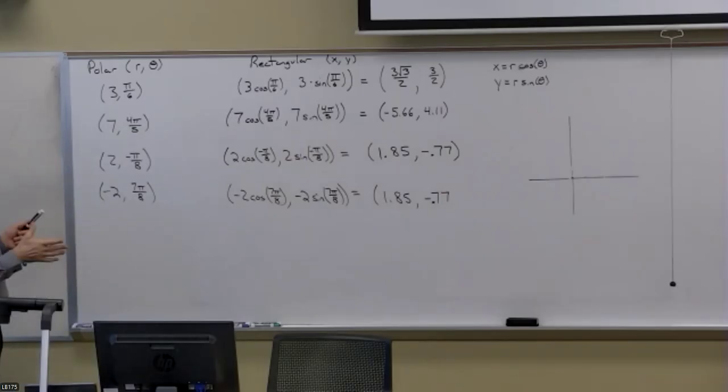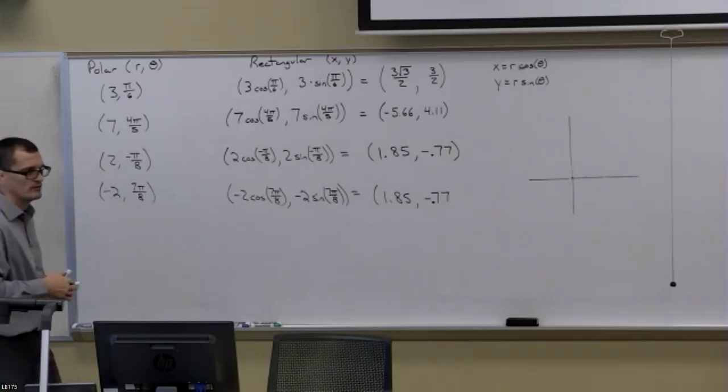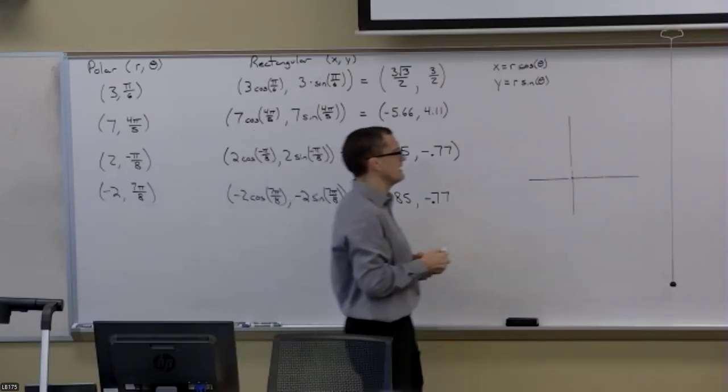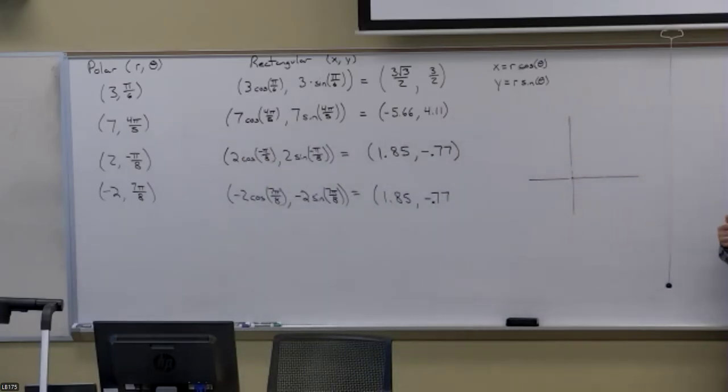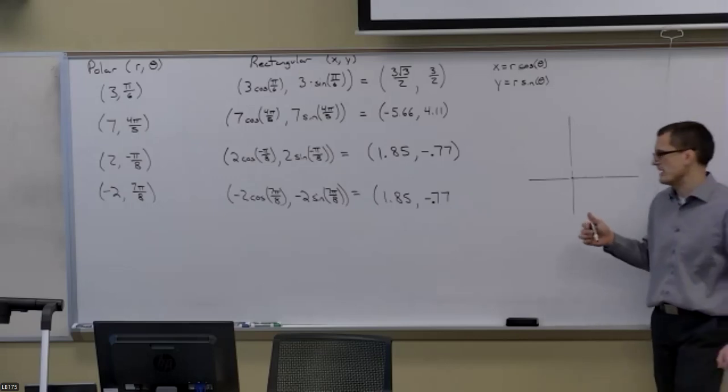So we get the same rectangular point even though our polar points were not identical looking. It gave us the same rectangular point even though the polar points were not identical looking. And you can kind of intuit that based on a few different things.